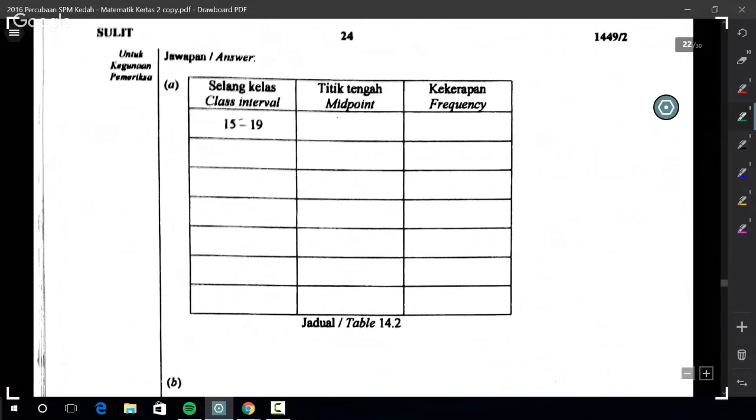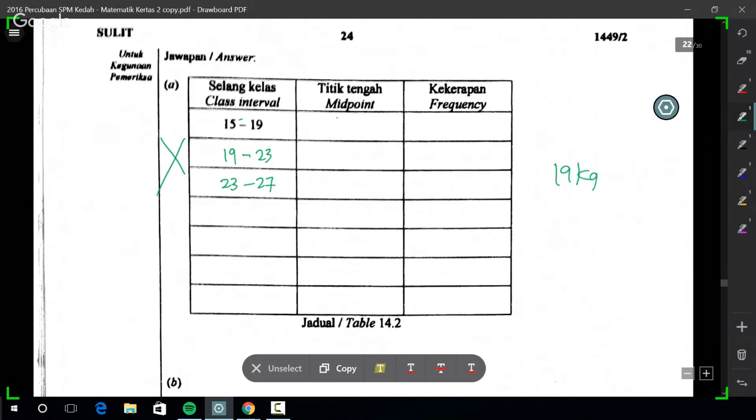The first thing is 15 to 19. You can calculate, it is actually plus 4, isn't it? 15 plus 4. But here, a lot of students make a common mistake. They start from 19, plus 4, they go to 23. Then they do 23 to 27. Then you get the whole thing wrong. Why? Just ask yourself one question. If I have a box whose weight is 19 kg, should I insert this 19 kg into this class or should I insert it in the second class? Because both of them have 19.